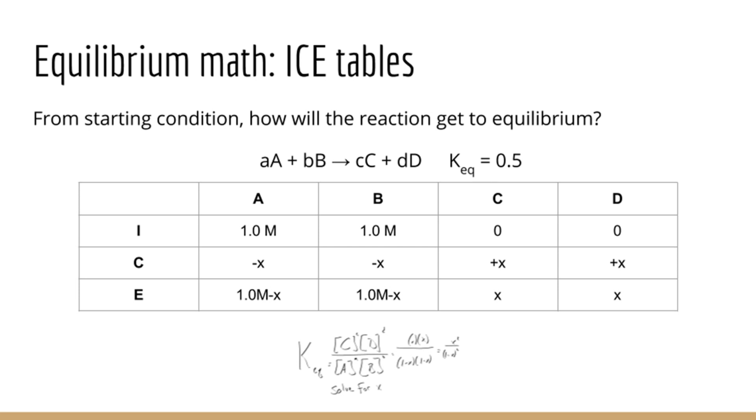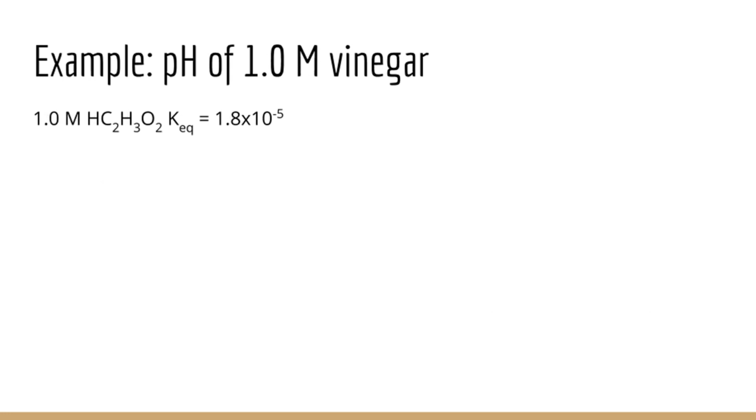So let's go ahead and move on and look at a couple of real examples, why don't we? Our first example here is a 1 molar solution of vinegar, or acetic acid, which has a KEQ, an equilibrium constant, of 1.8 times 10 to the negative fifth. And that's a very small equilibrium constant. Vinegar is a weak acid, very weak acid.